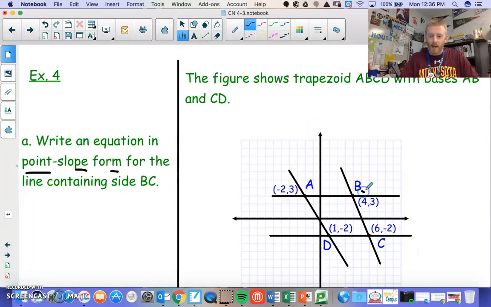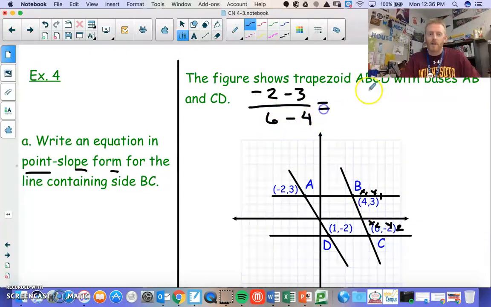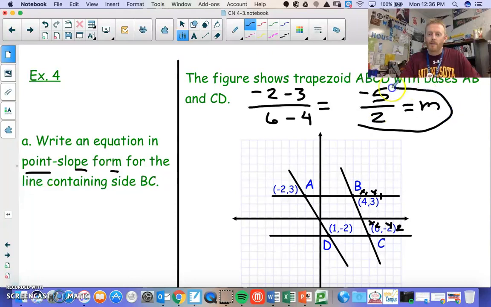So if this is my x1, y1, x2, y2, and we're just going to plug it into that slope formula. So we're going to have a -2 minus 3 from our y2 minus y1, and a 6 minus 4 from our x2 minus x1. This makes us have a -5/2 for my slope. So m is equal to that.